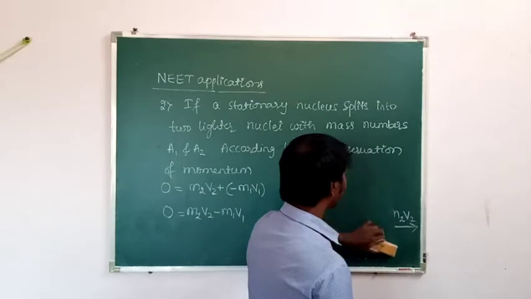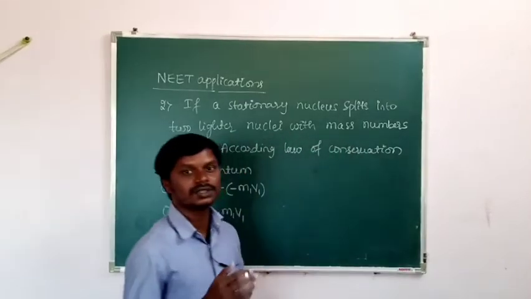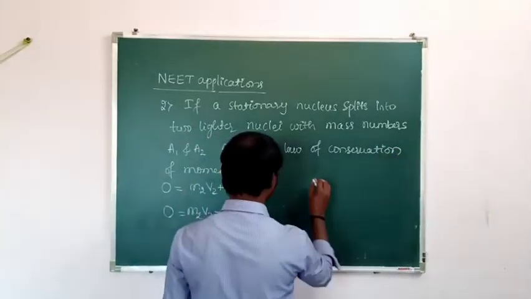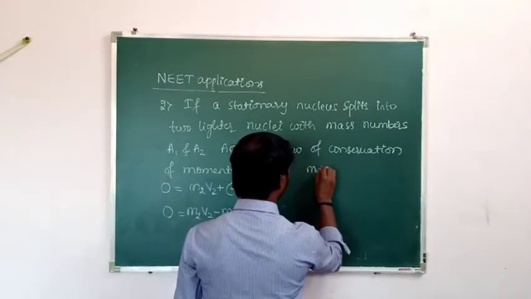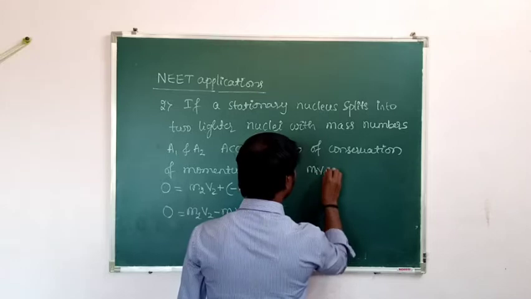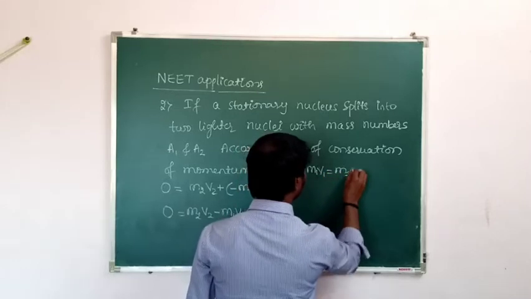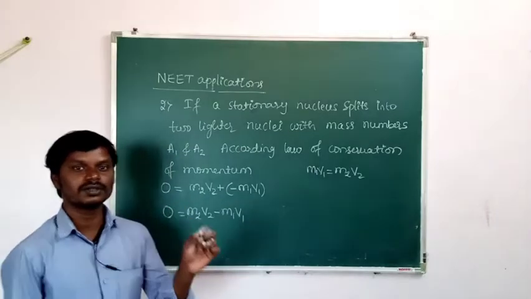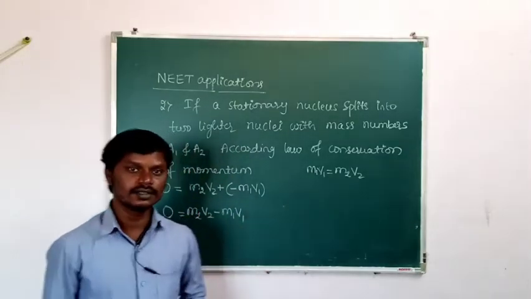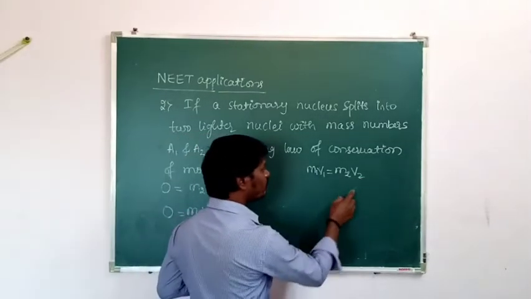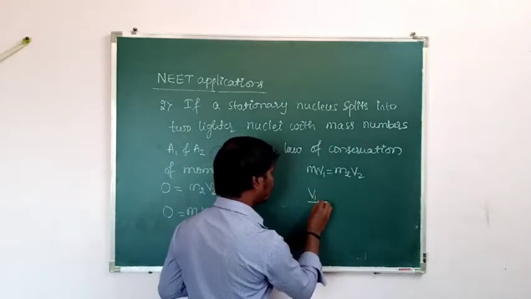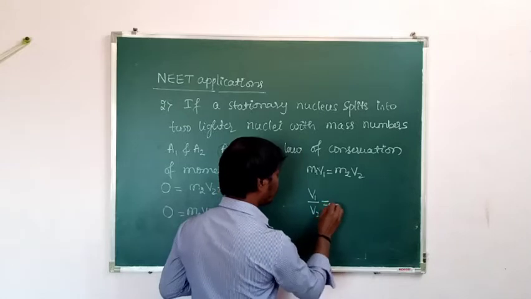Then what is our aim here? Our aim is to find the ratio of velocities of two lighter nuclei. So m1 into v1 is equal to m2 into v2. Then what is our aim? Our aim is to find the ratio of velocities of two lighter nuclei. So I will take this v2 to the left hand side and m1 to the right hand side. Then it is v1 by v2, that is equal to m2 by m1.